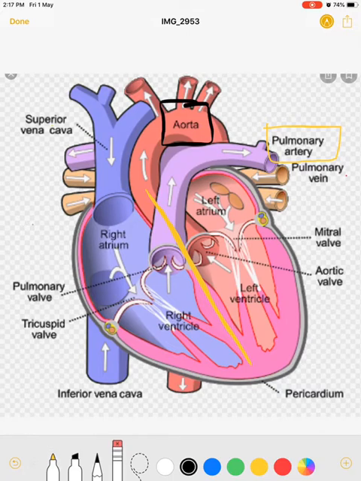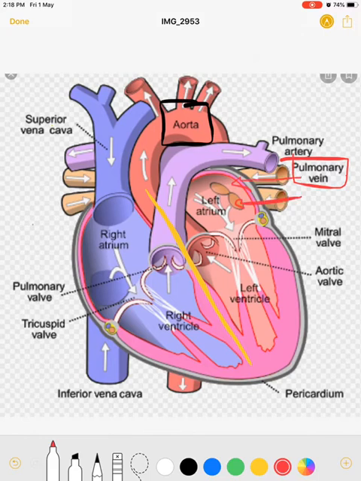Now the blood has gone to the lungs, where it will get oxygenated. Exchange of gases will occur. Now oxygen gas will come into the blood, so the blood becomes oxygenated. Now that oxygenated blood will come back to the heart again, and the pulmonary vein brings the blood back to the heart.